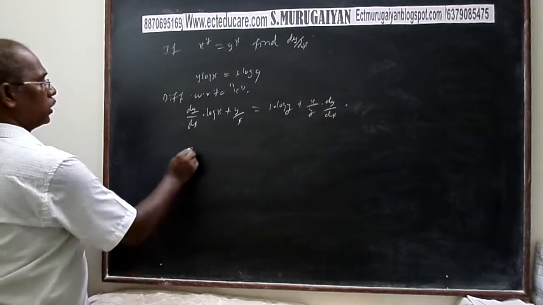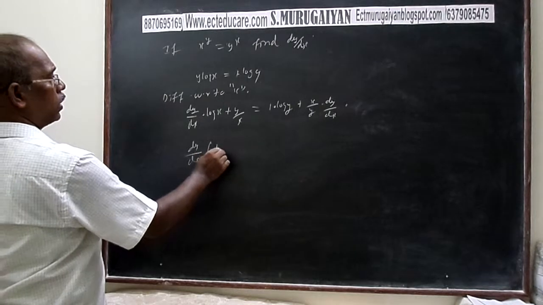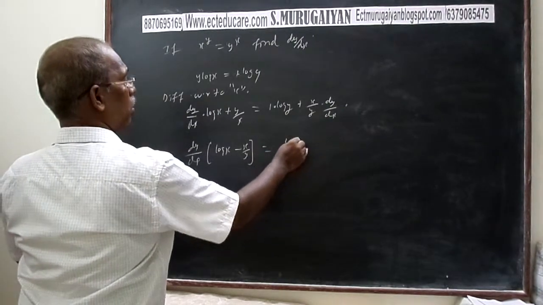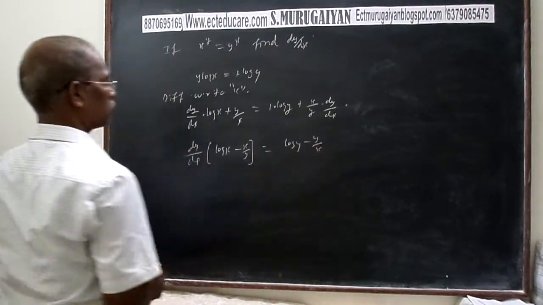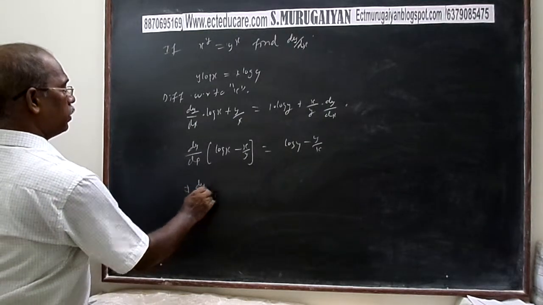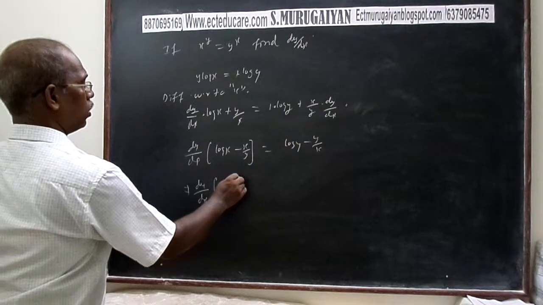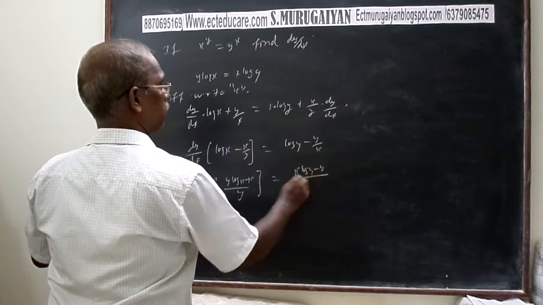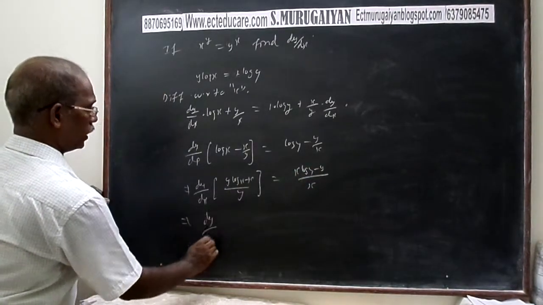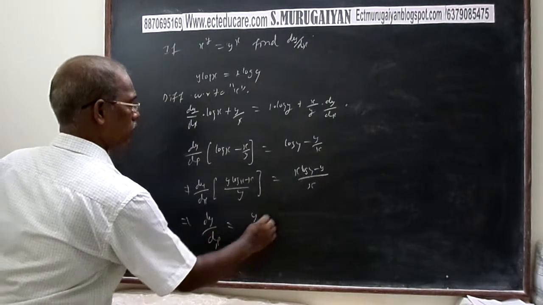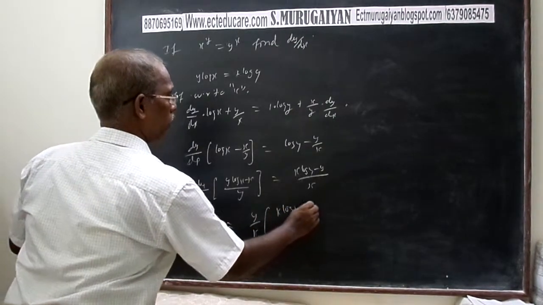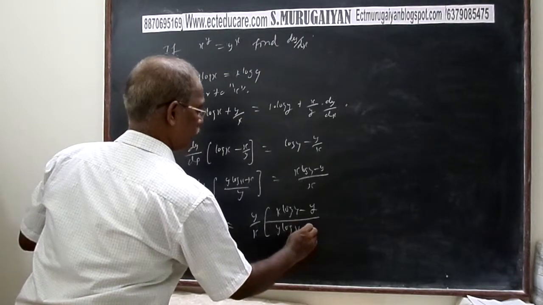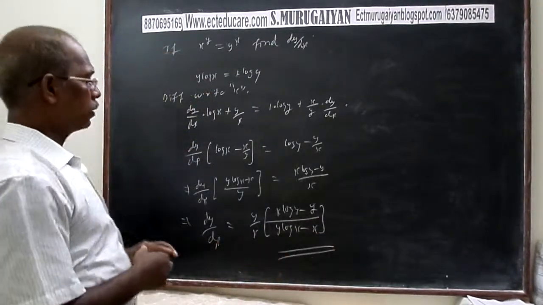As usual, grouping. dy by dx coefficient log x, and from the right side minus x by y, is equal to log y minus y by x. Then this implies dy by dx into y log x minus x by y, equals x log y minus y by x. The other side, dy by dx is equal to y by x into x log y minus y, divided by y log x minus x. Okay, so this is the final answer.